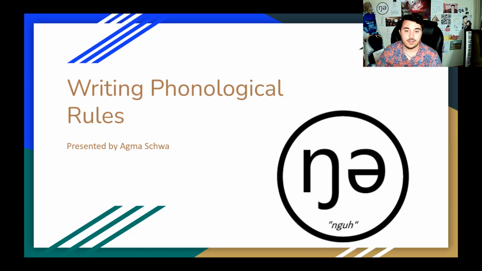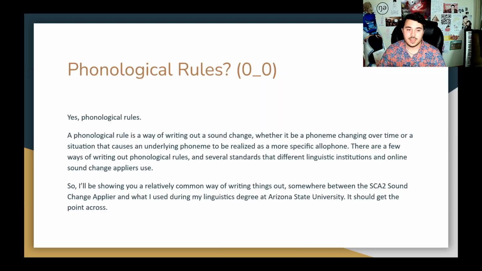And again, this is going to be a little bit basic. I'm not going into super hardcore deep diving stuff, but it should be everything you need to get started. Writing phonological rules. This totally isn't a Google Slides template. Yes, phonological rules. A phonological rule is a way of writing out a sound change, whether it's a phoneme changing over time, or a situation that causes an underlying phoneme to be realized as a more specific allophone.